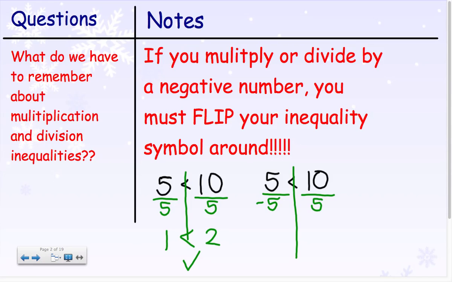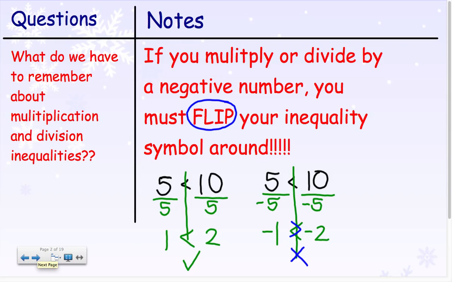Now if I divide both sides by negative 5, 5 divided by negative 5 is negative 1. 10 divided by negative 5 is negative 2. If I bring down my inequality symbol, is negative 1 less than negative 2? No, it's not. Negative 1 is greater than negative 2. So that is why I have to flip the symbol. Your inequality will not be correct if you don't flip the symbol.